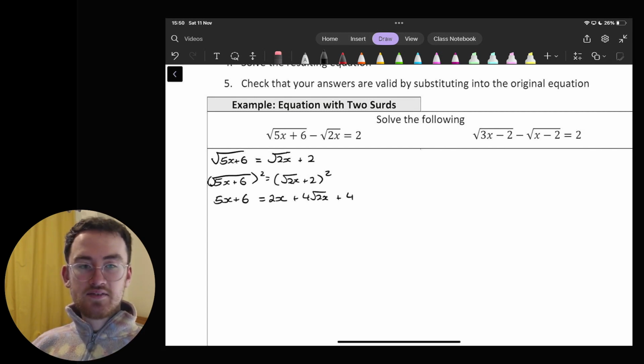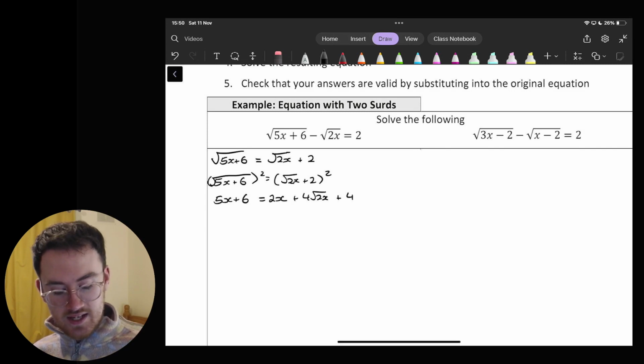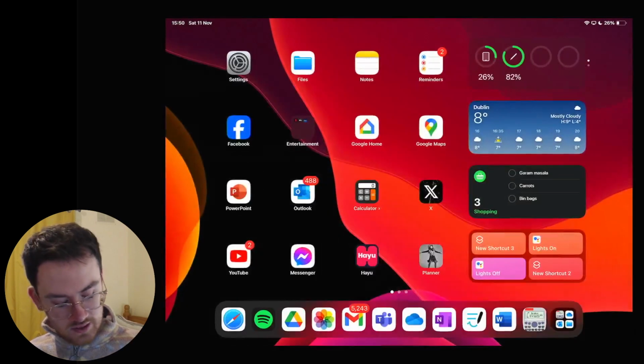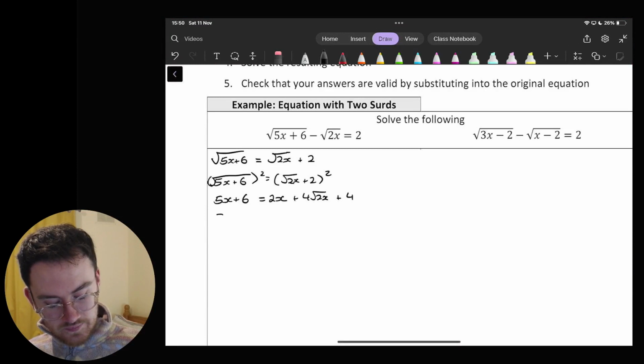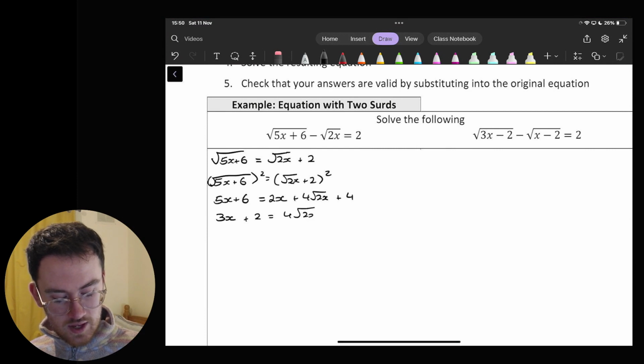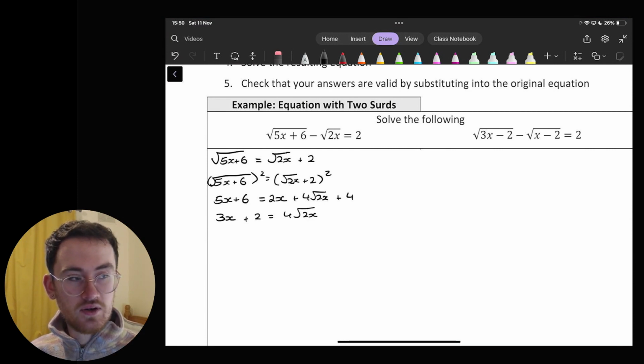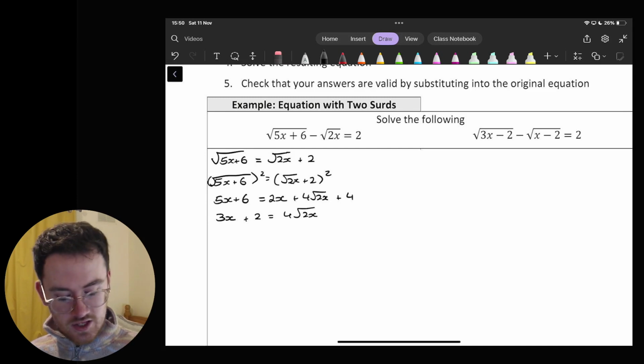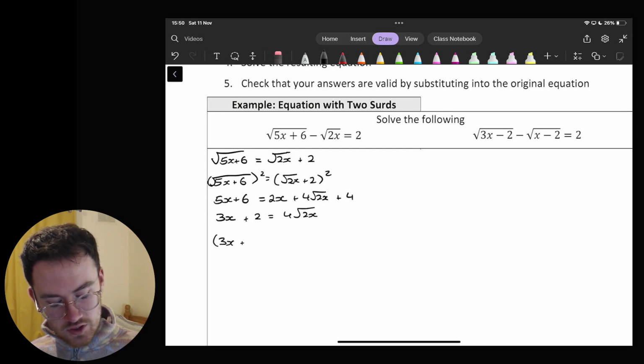Okay, now as I've said already, I'm going to isolate whatever's left. So if I bring that over, I get 3x. So I get 3x plus 2 equals 4 root 2x. Now we've ended up with something similar to what we had in the first type of questions. So we just do the same thing again. We're going to square both sides.